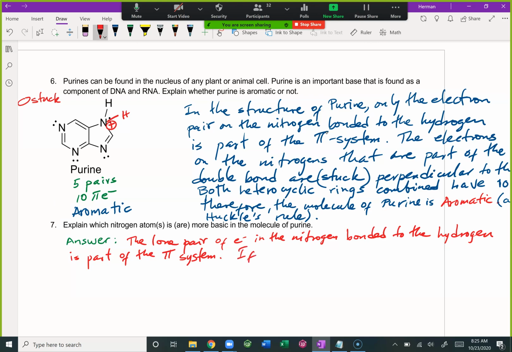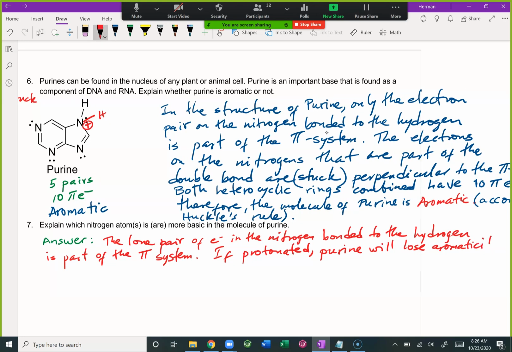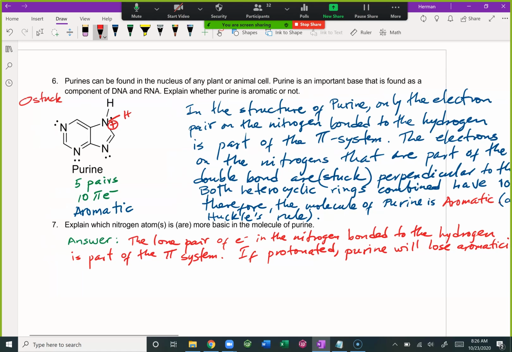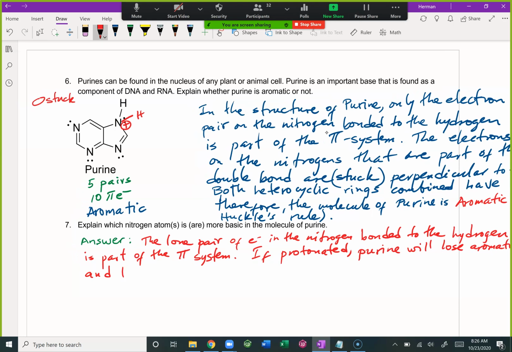Now, if protonated, purine will lose aromaticity. And that nitrogen, like someone said, who was that someone who said that nitrogen was sp3? Who was that? Virginia. Virginia Willis. Very good, Virginia. Thank you. That nitrogen will become sp3.